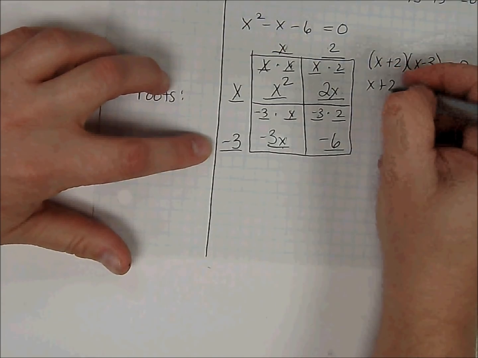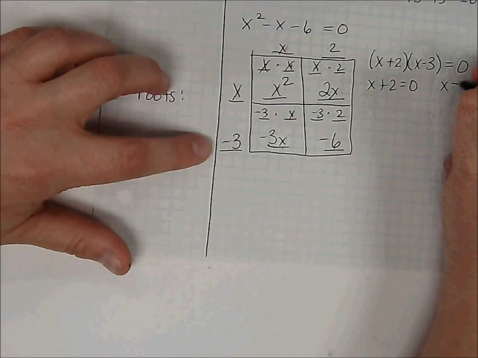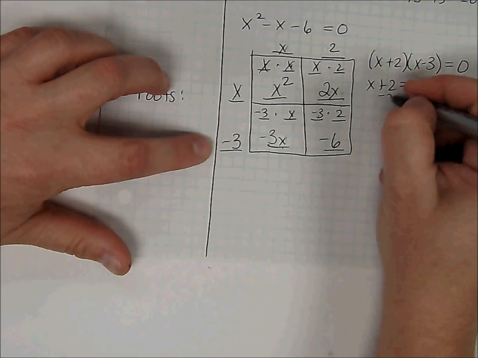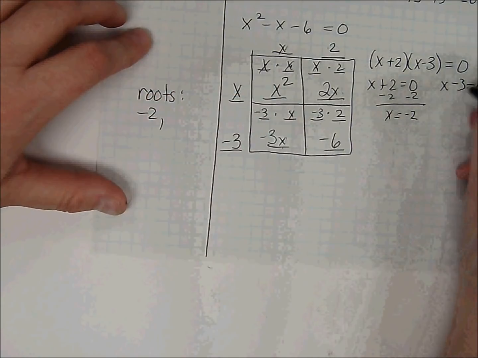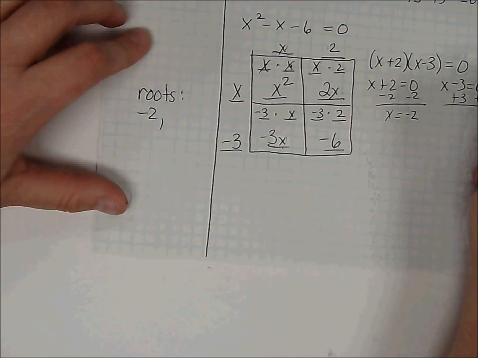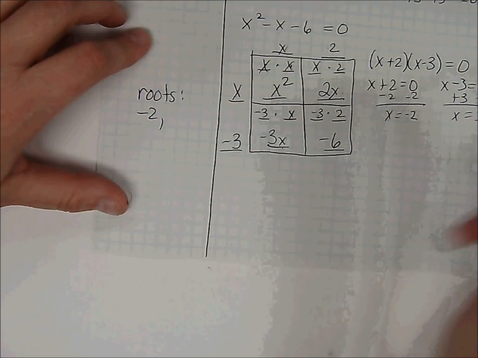Now split them up. X plus 2 equals 0, x minus 3 equals 0. Subtract the 2 from both sides, so x is negative 2. We got one of our roots. X is 3. We got our other root.